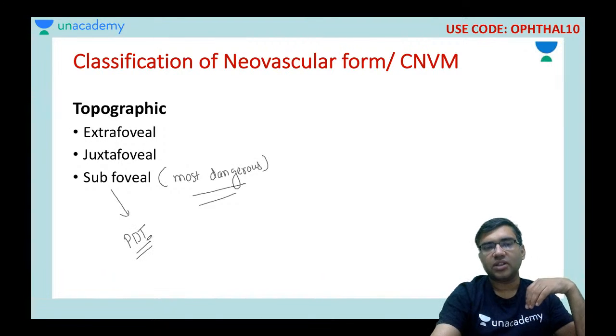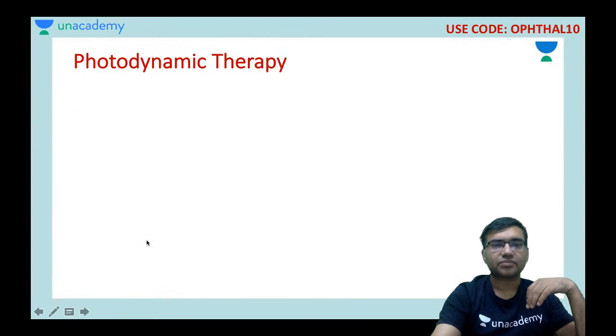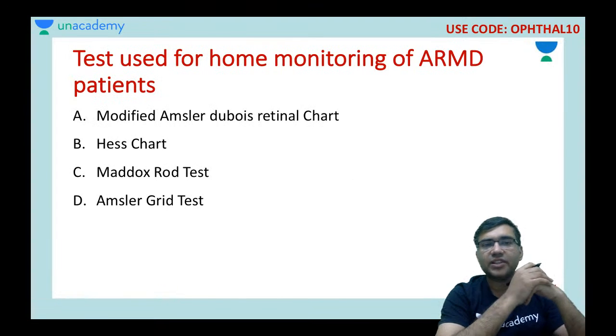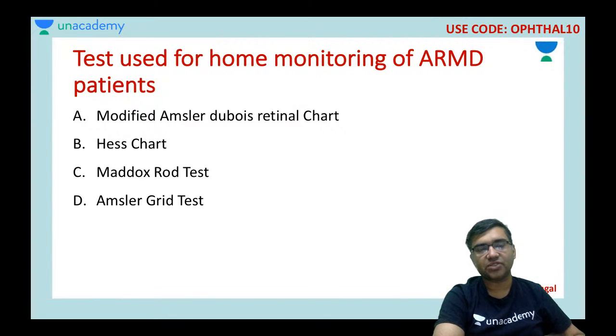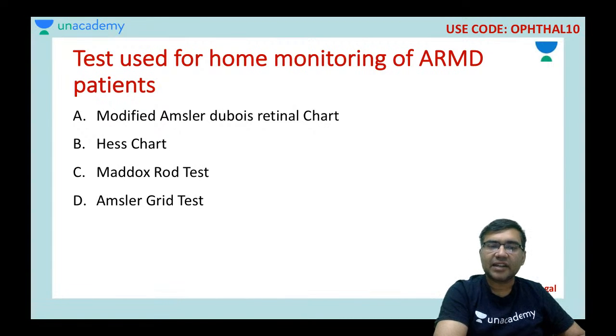Okay, let's move to our next question. Okay, so the next question is the test used for home monitoring of ARMD patients. Your options are modified Amsler-Dubois retinal chart, Hess chart, Maddox rod test, or Amsler grid test.